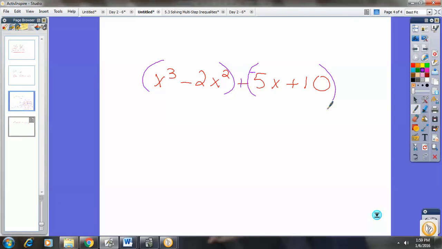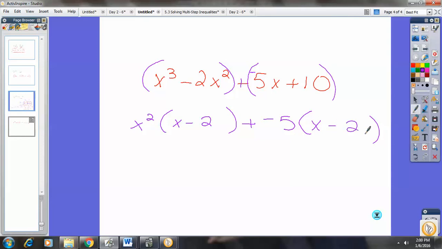Alright, so now we're going to do greatest common factor in the first group. What is the greatest common factor? X squared. What do we have left when we factor out an x squared? Minus 2. How about the second group? What is our greatest common factor? 5, or negative 5? Negative 5, because the first term is negative, so we want to take out a negative 5. So we divide each term by a negative 5.